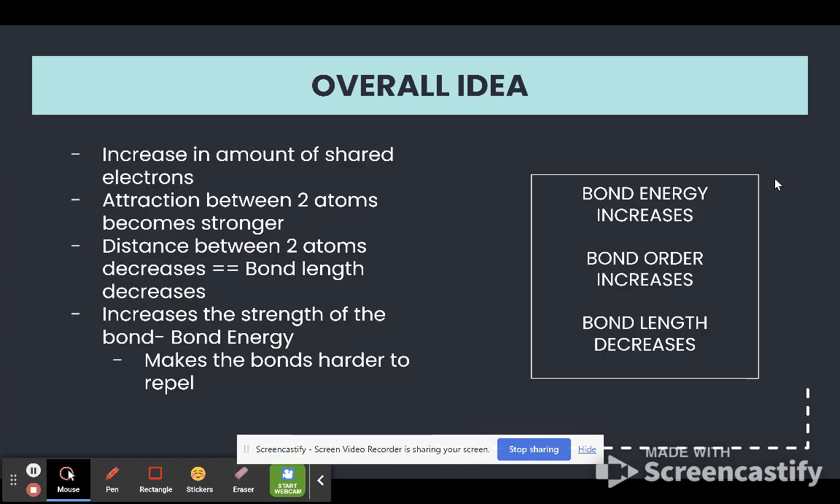Hello, this is Saylin again. Now we transition to the overall idea. When the number of shared electrons rises in a bond, the force of attraction between the two nuclei of atoms grows stronger. This pulls the attraction in the bond closer and stronger, which shortens the distance between the two atoms.